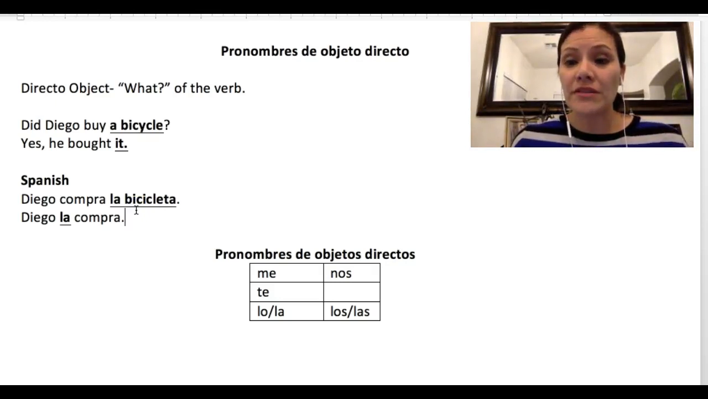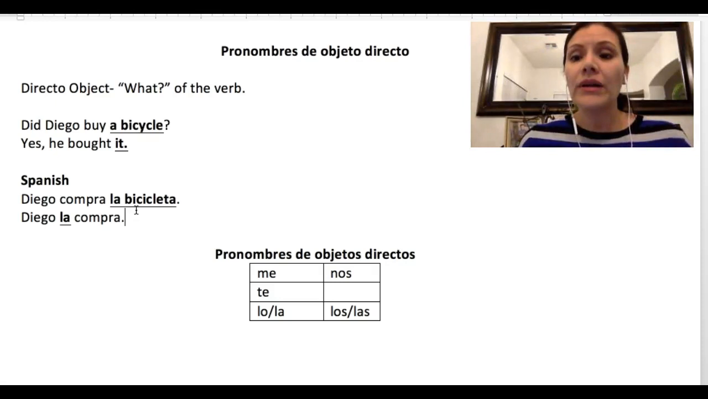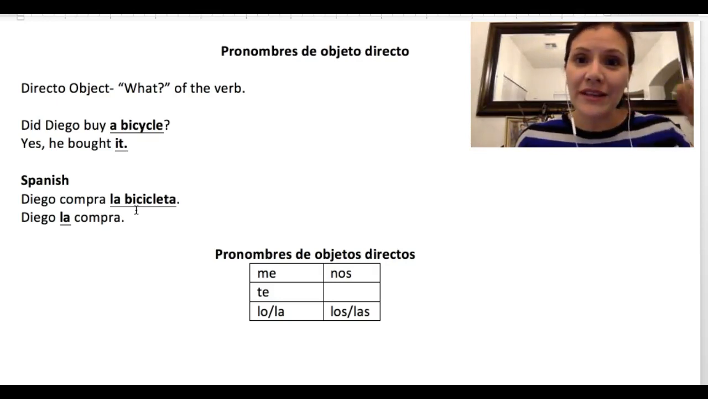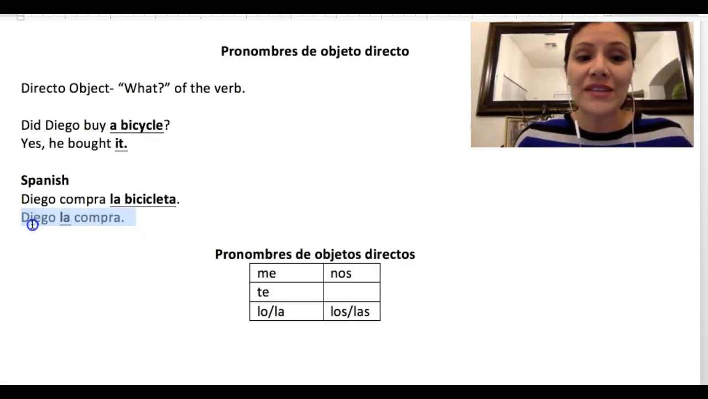We have two options. We can either place it before the conjugated verb or attached to an infinitive or at the end of a participle. Now, if you only have one verb and it is a conjugated verb, then you have no option. It must go before that conjugated verb, like you see in the example on your screen.